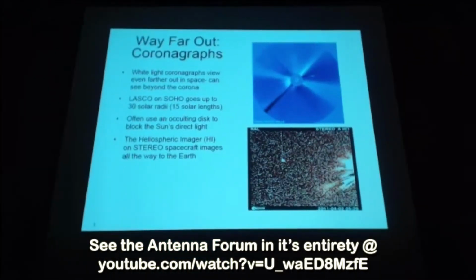That's not the only way we image space weather. We also look at coronagraphs. See that beautiful thing right there? That's a solar radiation storm. You think it only affects Earth, but it doesn't. It affects our space telescopes too.